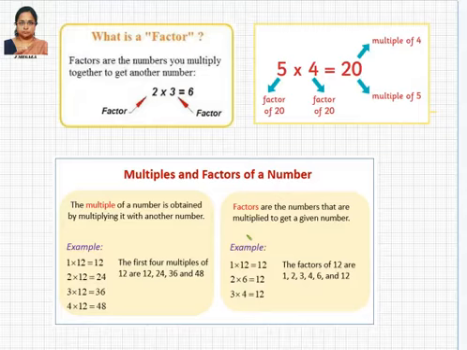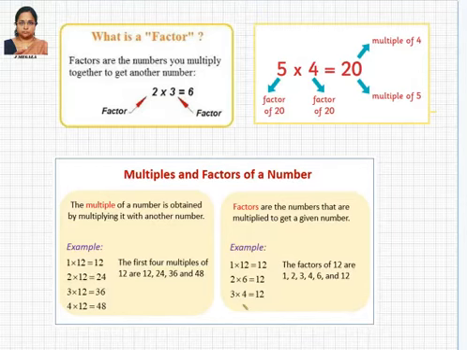Whereas for factors, there is a limit. Factors are numbers that multiply to get a given number. So if you consider this 12, how do you get 12? Here we are not taking multiples, we are just considering the result as always being 12. So what are the numbers you can multiply to get this? 1 into 12, or 2 into 6, or 3 into 4, you're getting this.